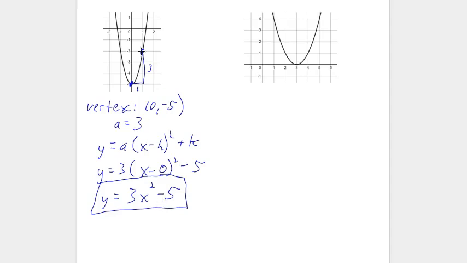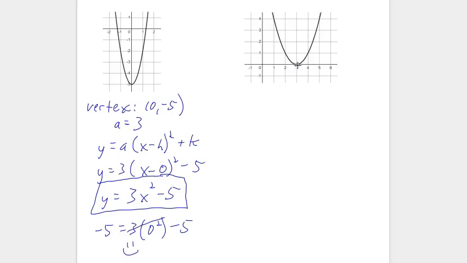Let's make sure it works, though. Once again, we'll use the y-intercept since it's readily available. And that's the same as the vertex. That's the point 0, negative 5. So let's just check it real quick. Negative 5 equals, because y is negative 5 at the vertex, 3 times 0 squared minus 5. Well, 3 times 0 squared is just 0, and negative 5 does equal negative 5. So our equation appears to work.